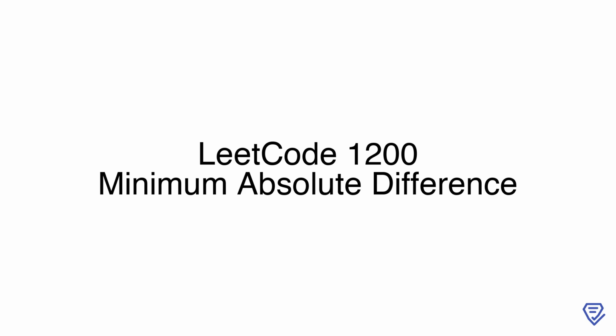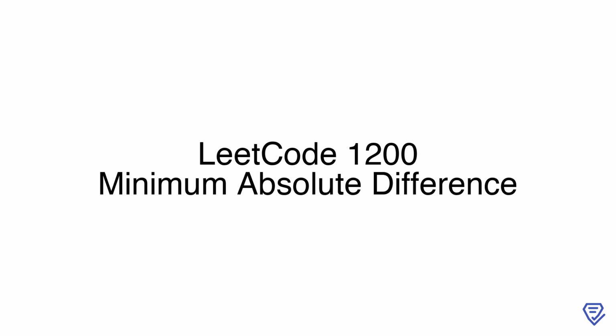Welcome to this coding problem walkthrough. Today, we'll be solving LeetCode problem number 1200, titled Minimum Absolute Difference. This problem challenges us to identify pairs of elements in an array with the smallest absolute difference. We'll explore the intuition, approaches, and optimizations to solve this efficiently.